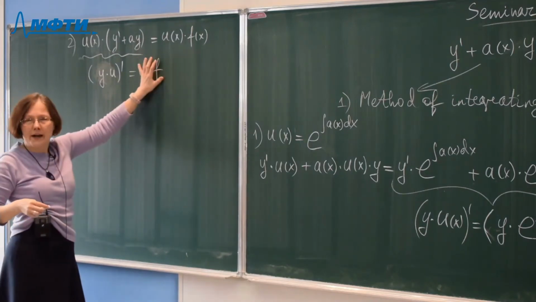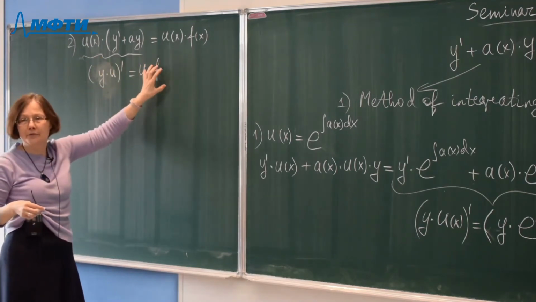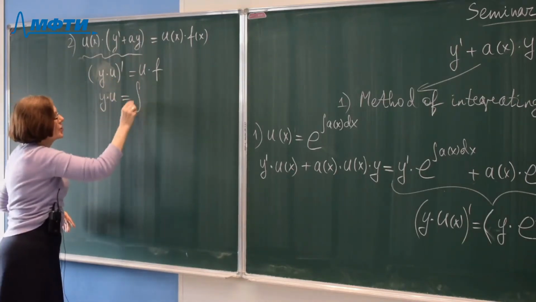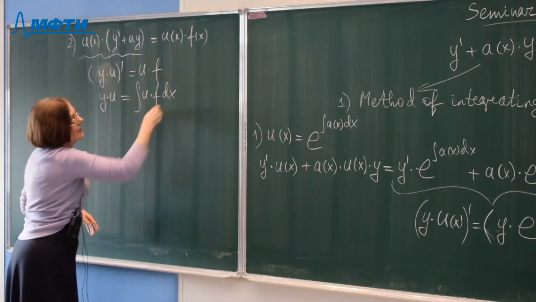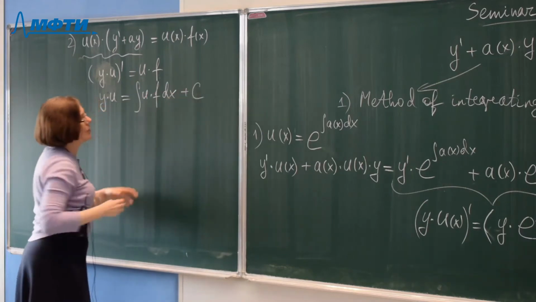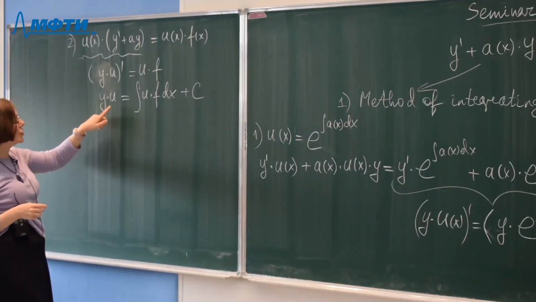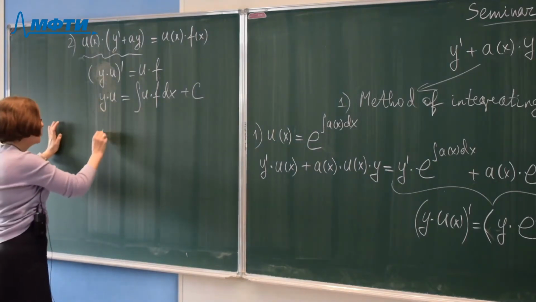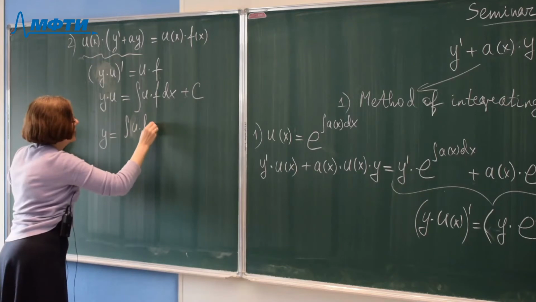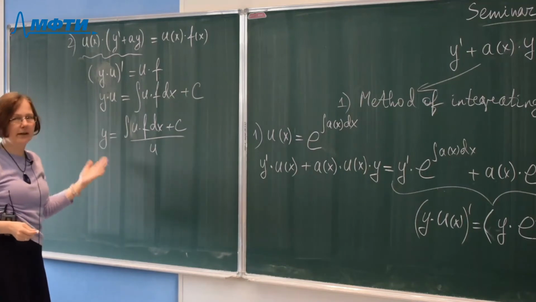So we know the right-hand side, and we know that the derivative of this function is equal to u times f. Then to obtain y times u, we should just integrate, right? And I will add c to show that it involves a constant. Then to obtain y, we should just divide by the integrating factor. So from this we have y equals the integral of u times f dx plus c, over u. So this completes the second step.